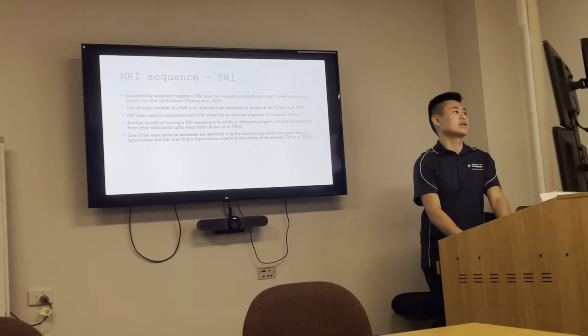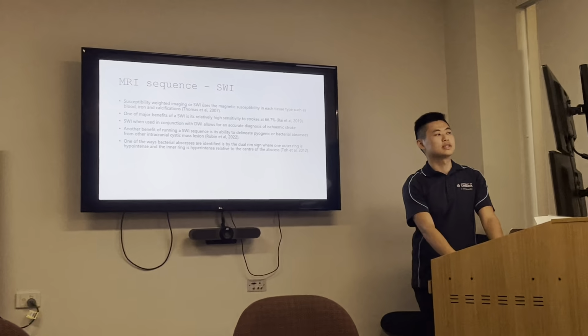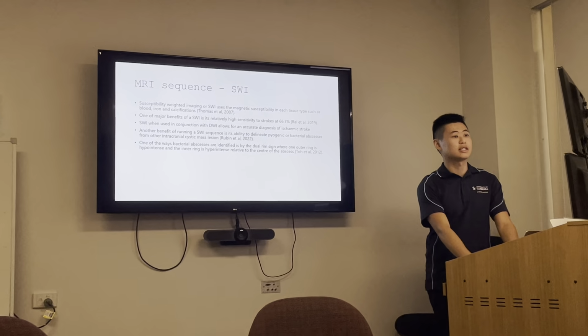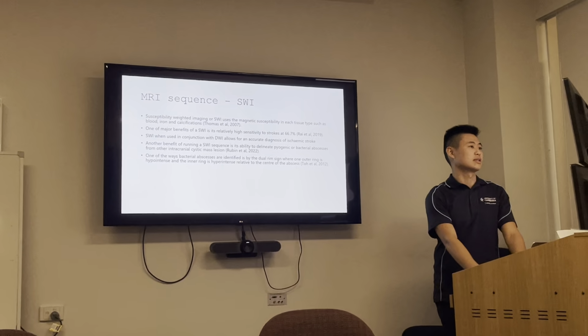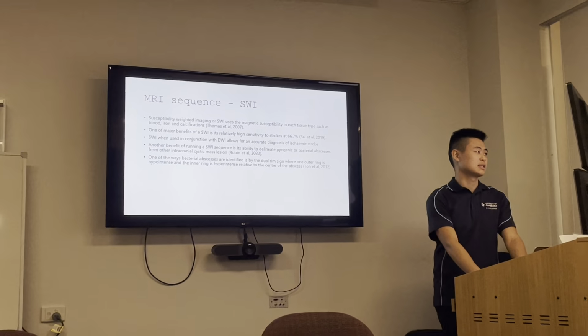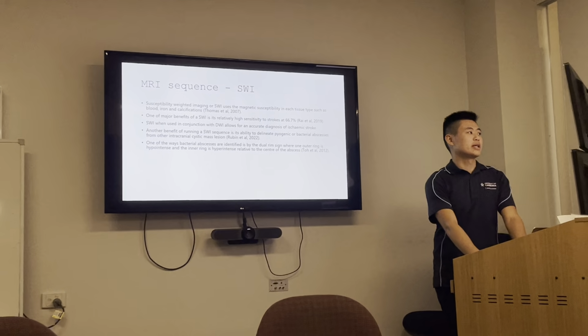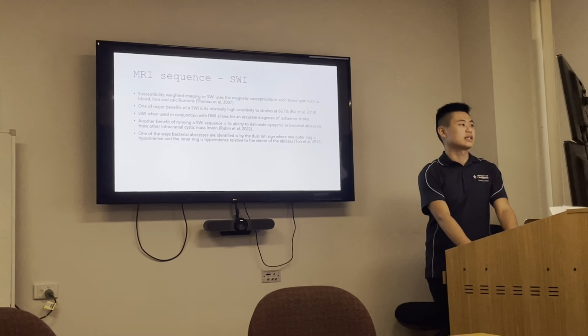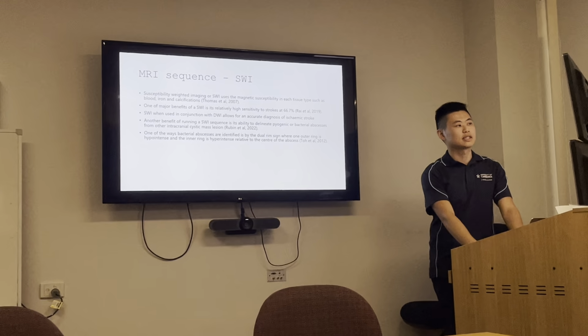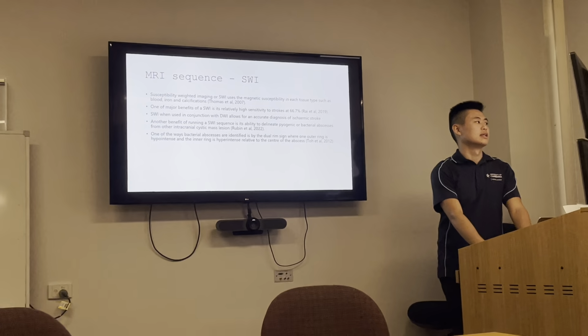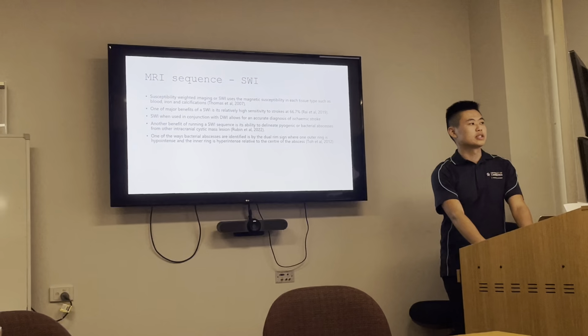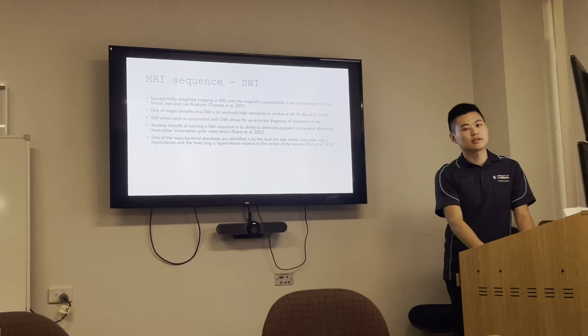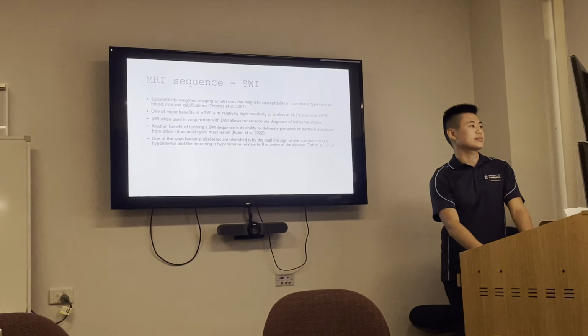So susceptibility weighted imaging, or SWI, uses the magnetic susceptibility in each tissue type, such as blood ions, and calcifications. One of the major benefits of using SWI is its relatively high sensitivity to strokes at 66.7%. SWI, when used in conjunction with diffusion, allows for an accurate diagnosis of ischemic stroke.